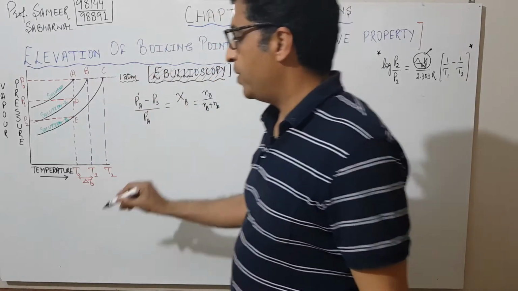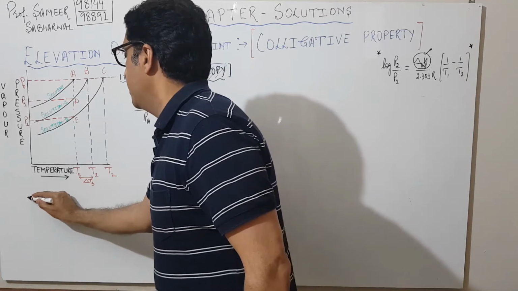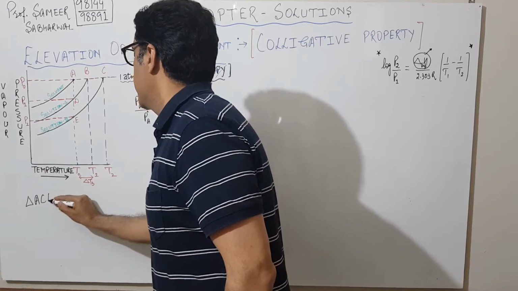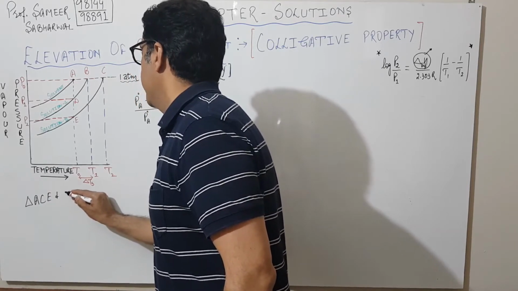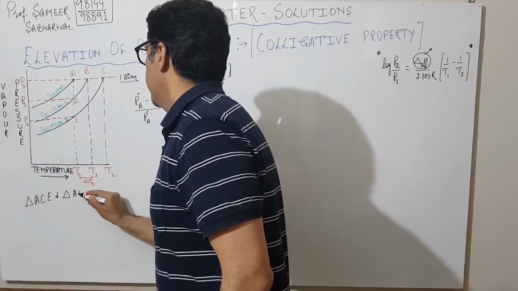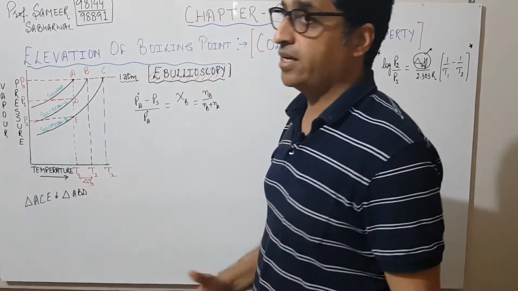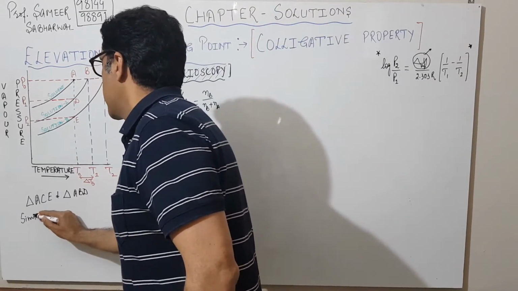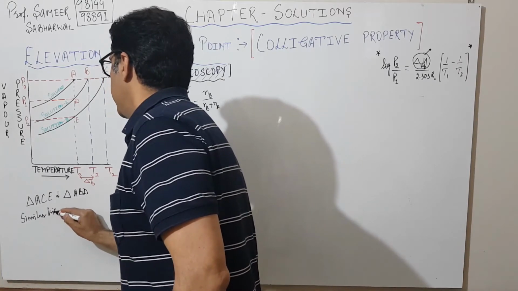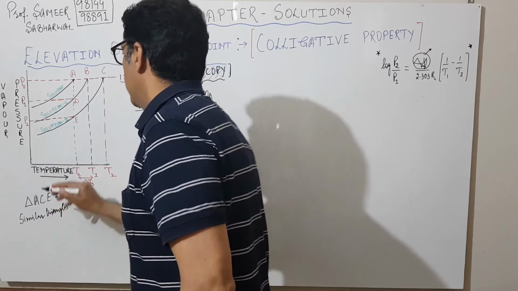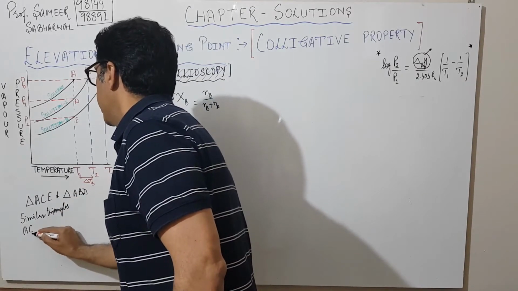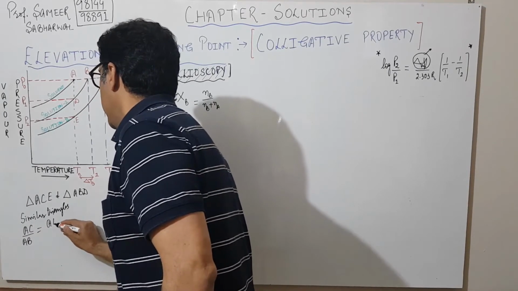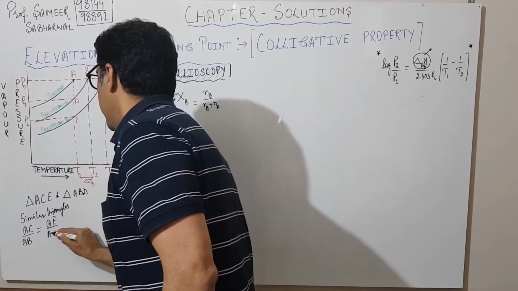So we can see from here, from triangle ACE and triangle ABD, since I assume these lines to be linear because I'm taking dilute solutions, these are similar triangles. Since these triangles are similar, I can say AC over AB is equal to AE over AD.